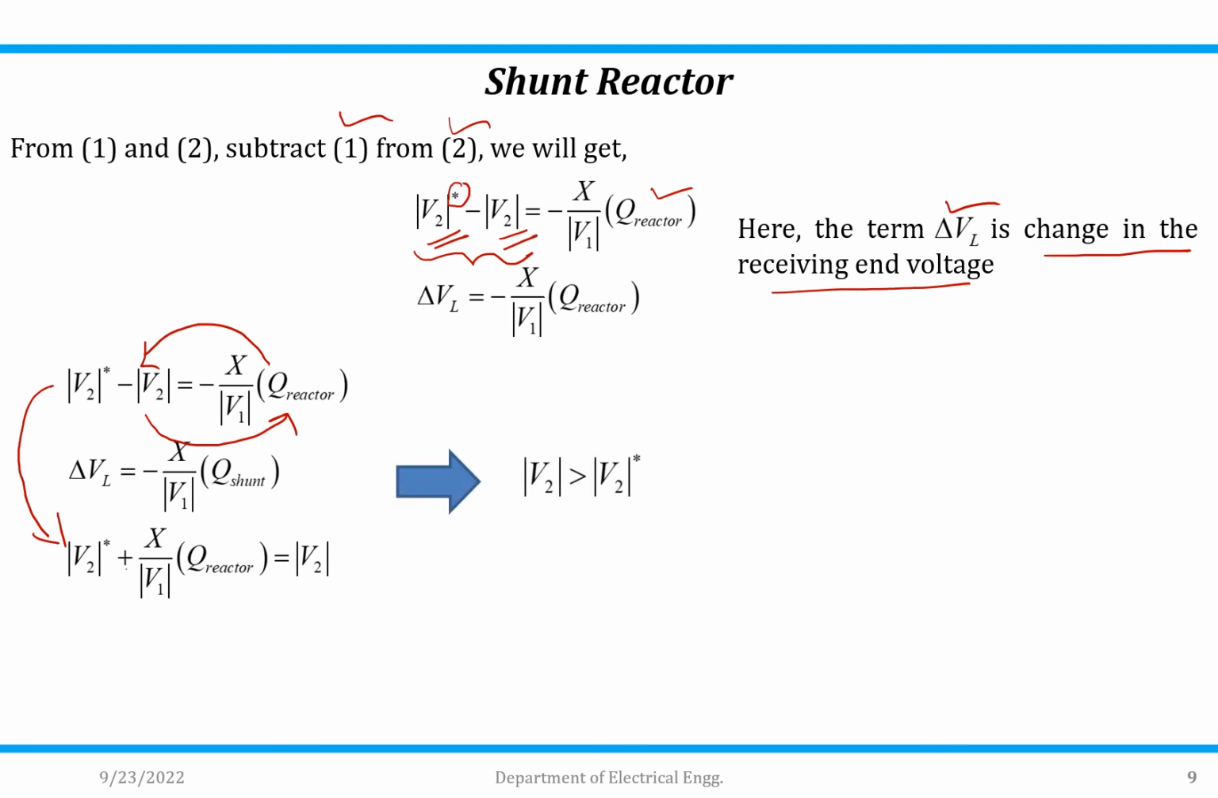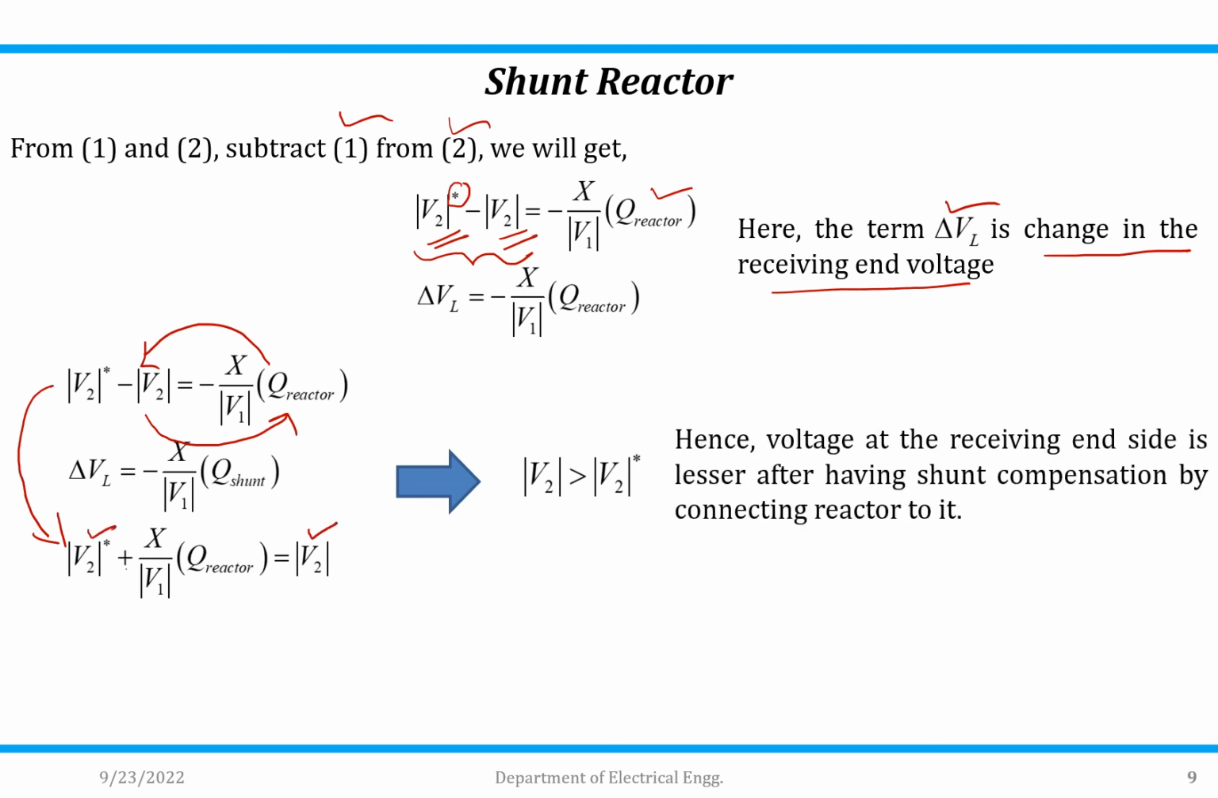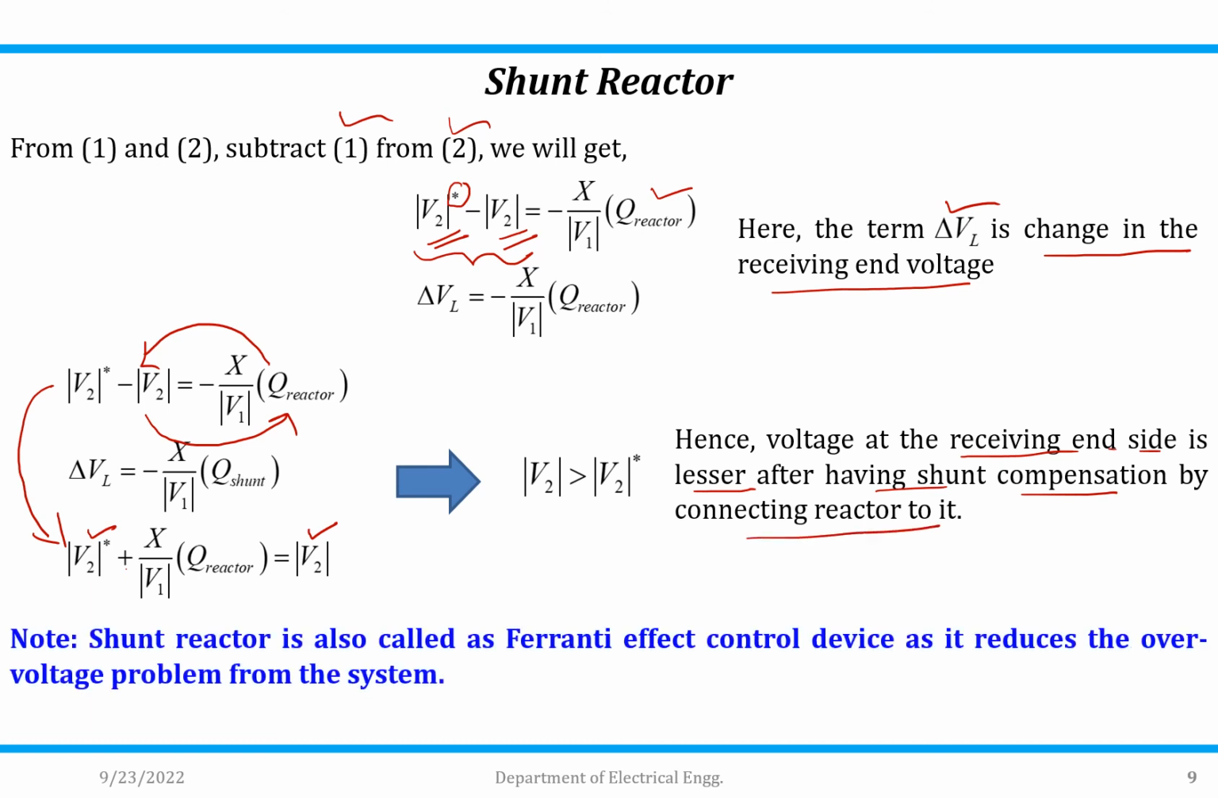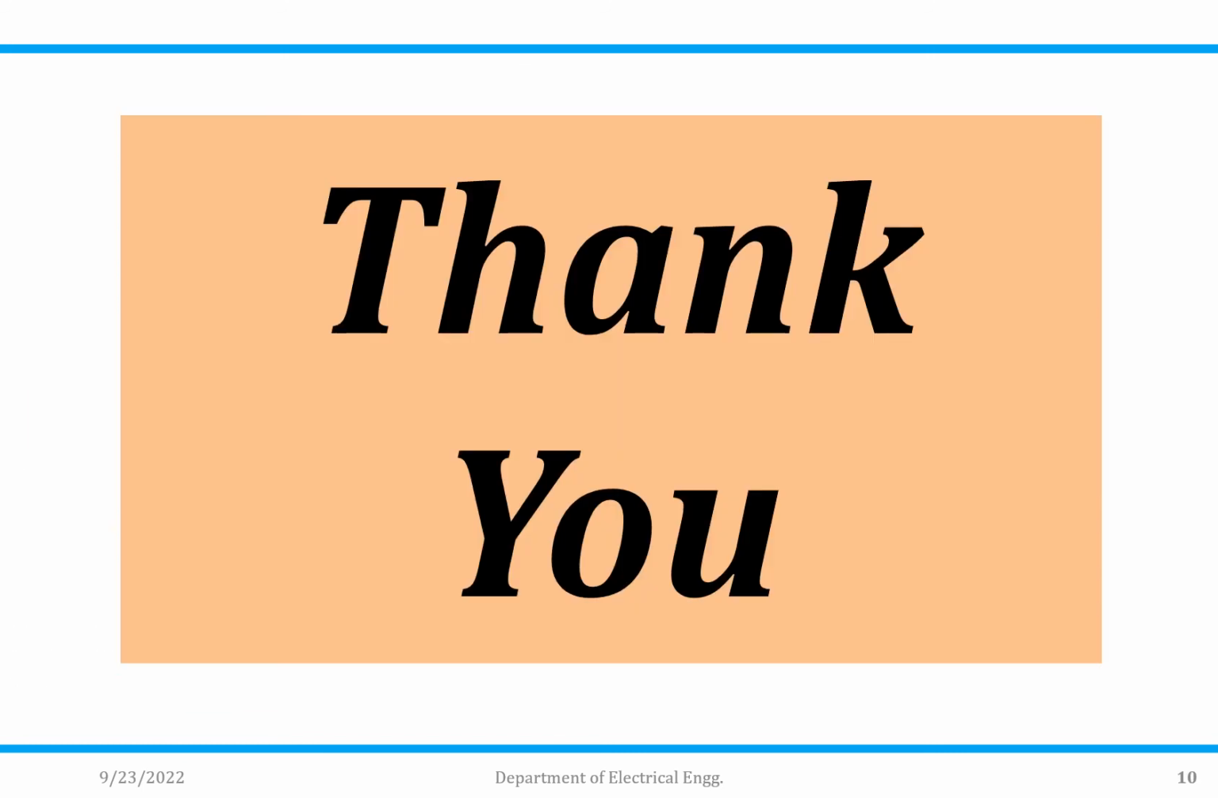So what is observed here? This V2 is greater than V2 star. The meaning is that the voltage at the receiving end is lesser after shunt compensation by connecting a reactor to it. Please take note: this shunt reactor is also called a Ferranti effect control device, as it reduces the overvoltage problem in the system. So this is the shunt compensation by shunt capacitor and shunt reactor. Thank you for watching this video.